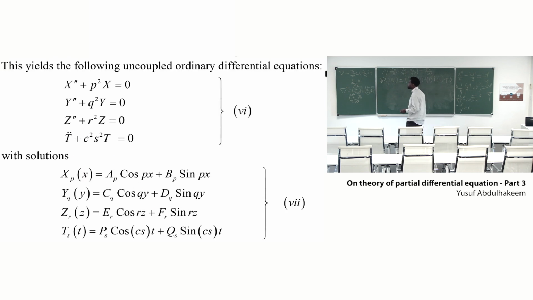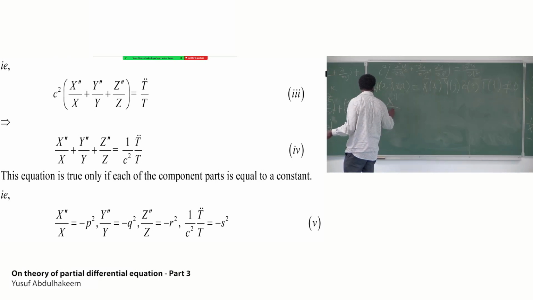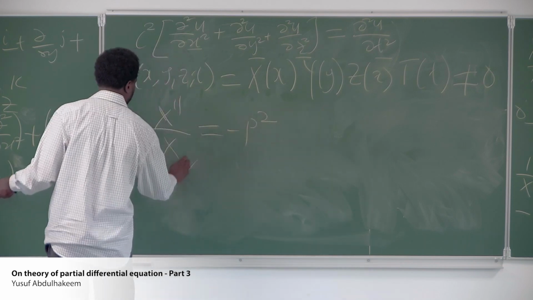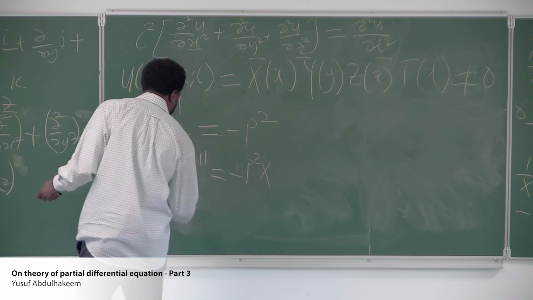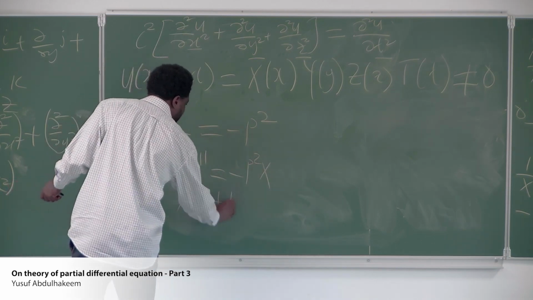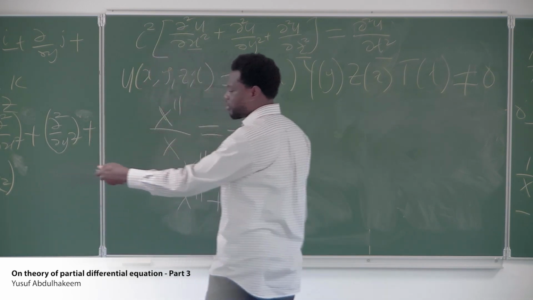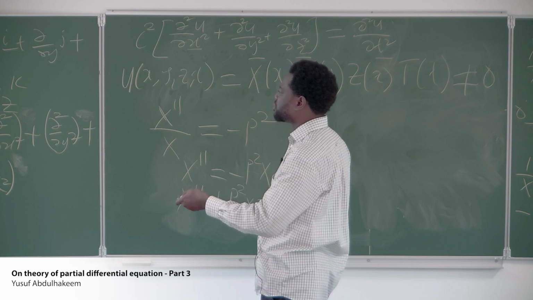Now, by the time we do that, we can resolve each one into a differential equation. Let's just take the first one that was resolved, X''. We say that X''/X is equal to minus p square. So this will give us X'' equal to minus p squared X. So we have X'' plus p squared X equal to 0. This is how we are going to resolve all of them, and that will just give us what we have here in equation 6.